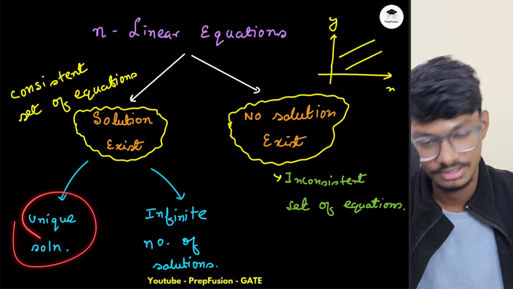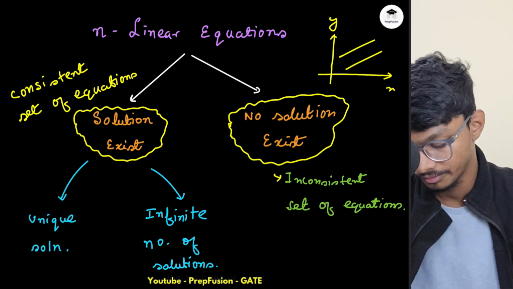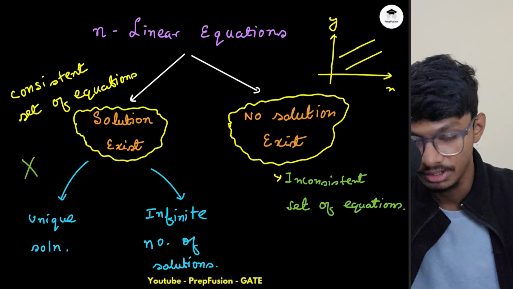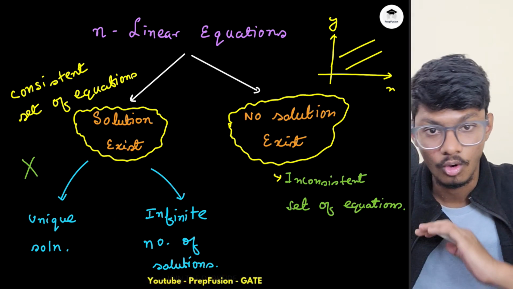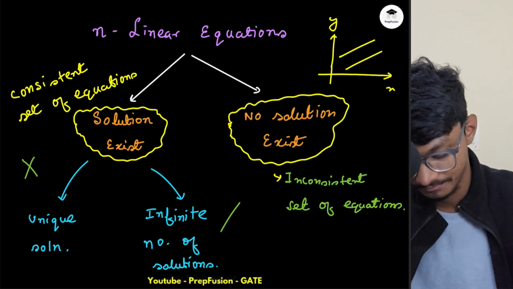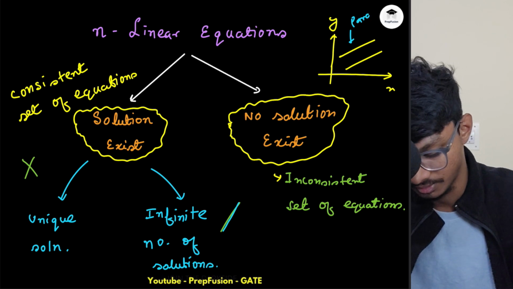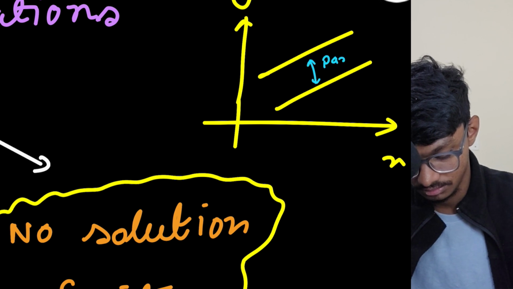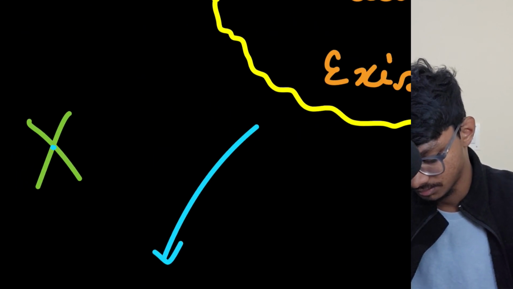Now in this subgroup, we have one unique solution or infinite solutions. In a unique solution, obviously only one solution will exist. And how can you recall that? They will intersect at a point. And for an infinite number of solutions, they will always overlap each other. The graph will look something like this, and they will always be overlapping. This is parallel. Okay, let me draw this with a different color.